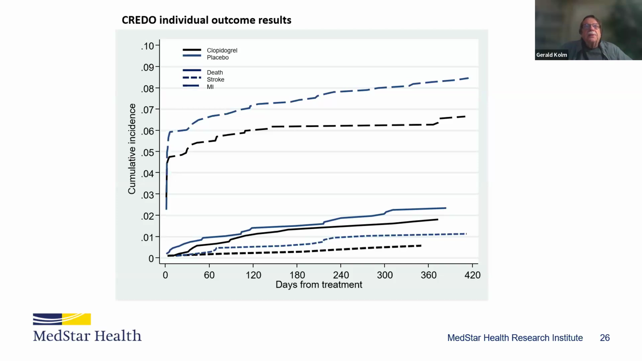Although in all three cases, the blue line is placebo. The black is the clopidogrel group. So you can see that for each case, the clopidogrel group is doing better than the placebo group. But this would be what you get if you plotted all three cumulative hazard functions for each component.